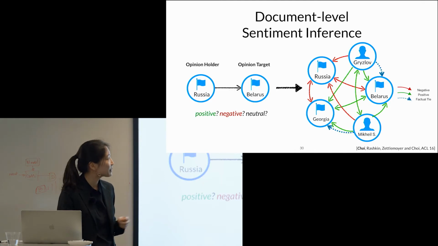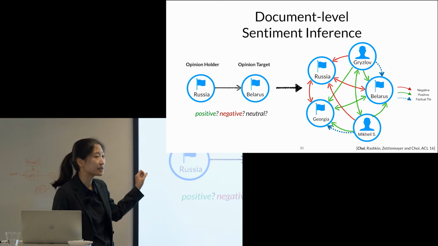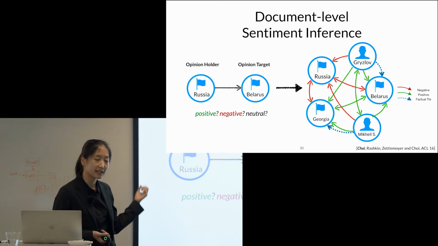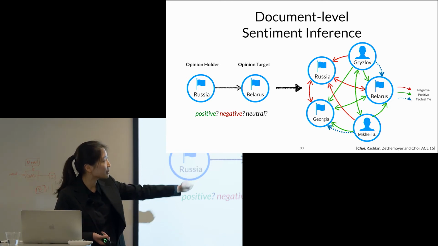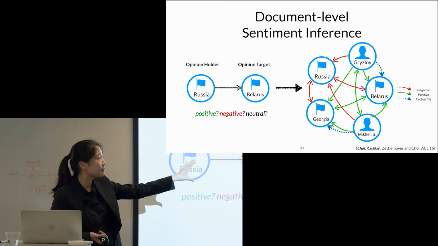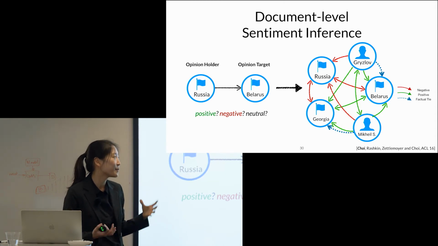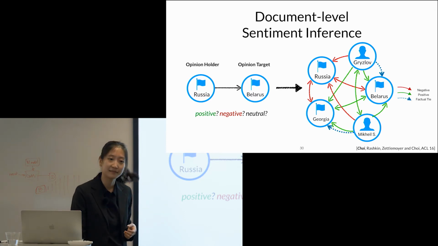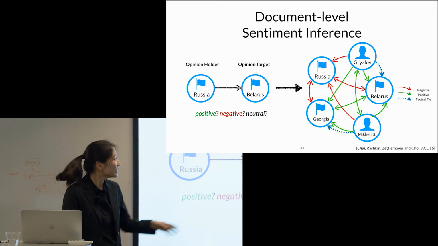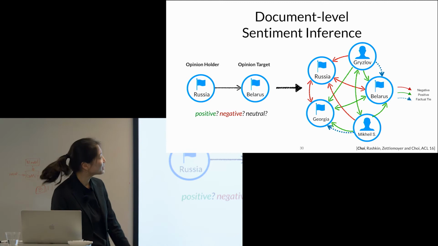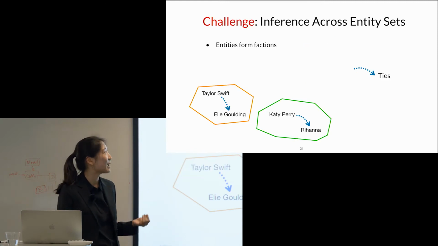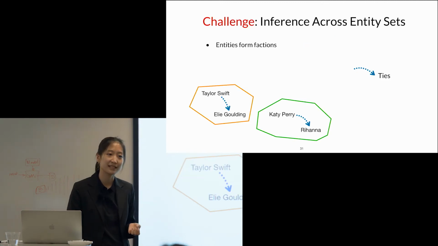So in this work, we are expanding this work, which was just looking at a single sentence and a single pair, to look at the document level and try to understand this complex web of interactions and feelings between a set of entities. Okay. So this is obviously a much harder problem because now you have to be able to do the inference across different sets of entities.